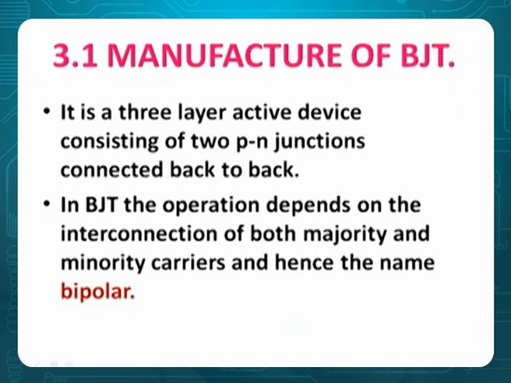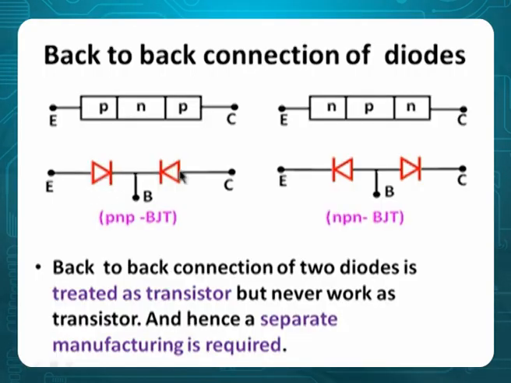First one, manufacture of BJT. It's a 3-layer active device consisting of two PN junctions connected back to back. And it works on the principle of majority and minority carriers, so it is called bipolar. Bipolar means two polarities. You observe here how PNP is working. This is PN, this is another PN. So back to back connected PNP.